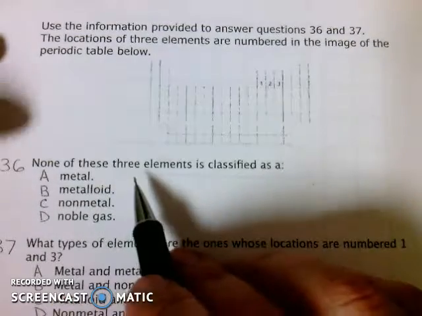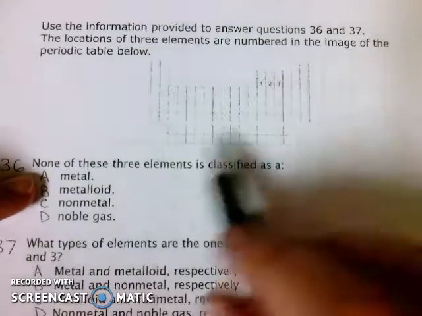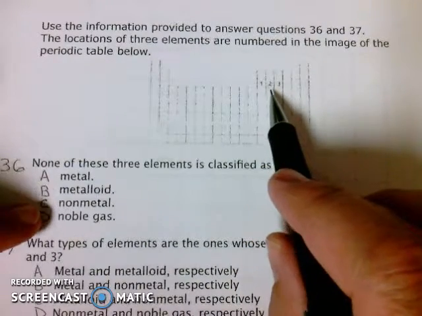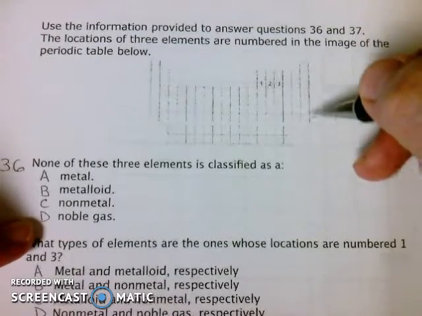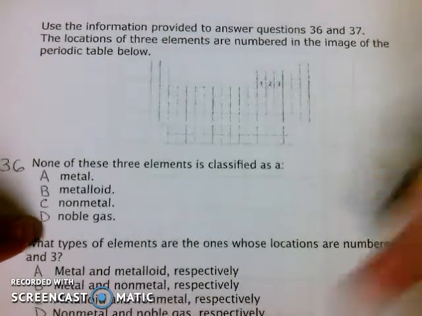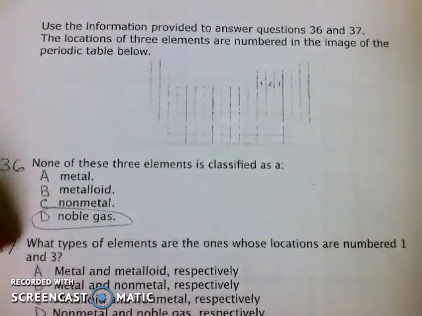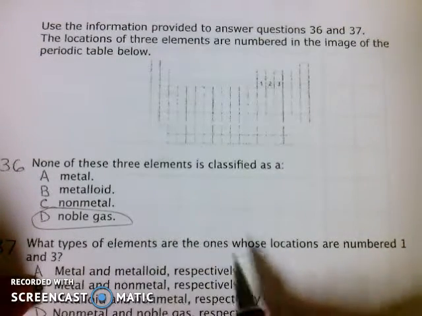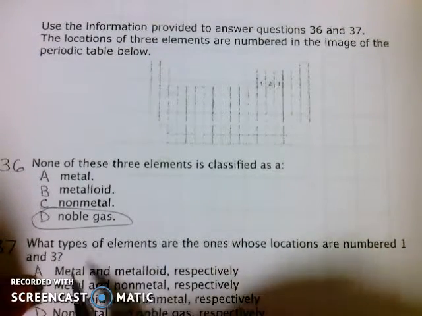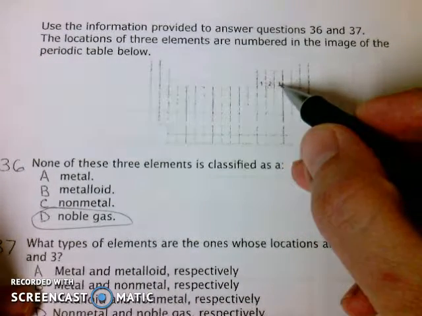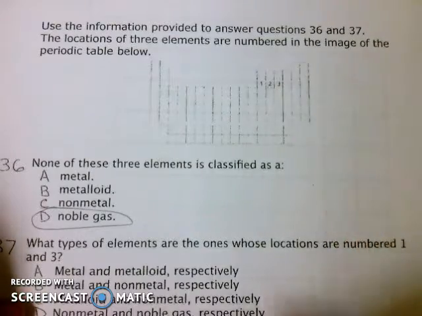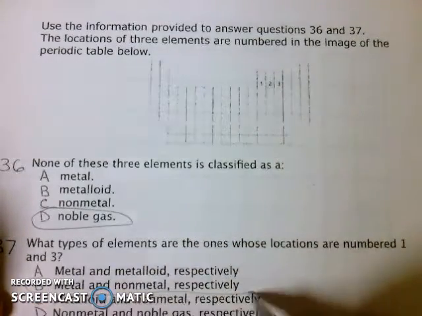None of these 3 elements is classified as a what? Metal? Well, number 1 is actually a metal. Number 2 is a metalloid. And number 3 is a non-metal. D, noble gases. The noble gases are over here. None of those are noble gases. D's the answer. What types of elements are the ones whose locations are numbered 1 and 3, respectively? That's going to be a metal for number 1 and a non-metal for number 3. So that would be B.